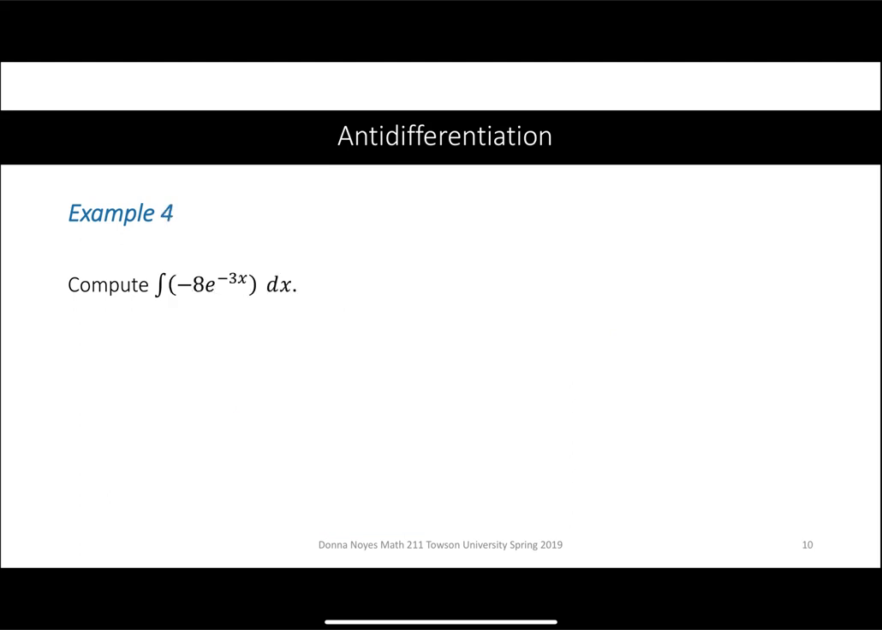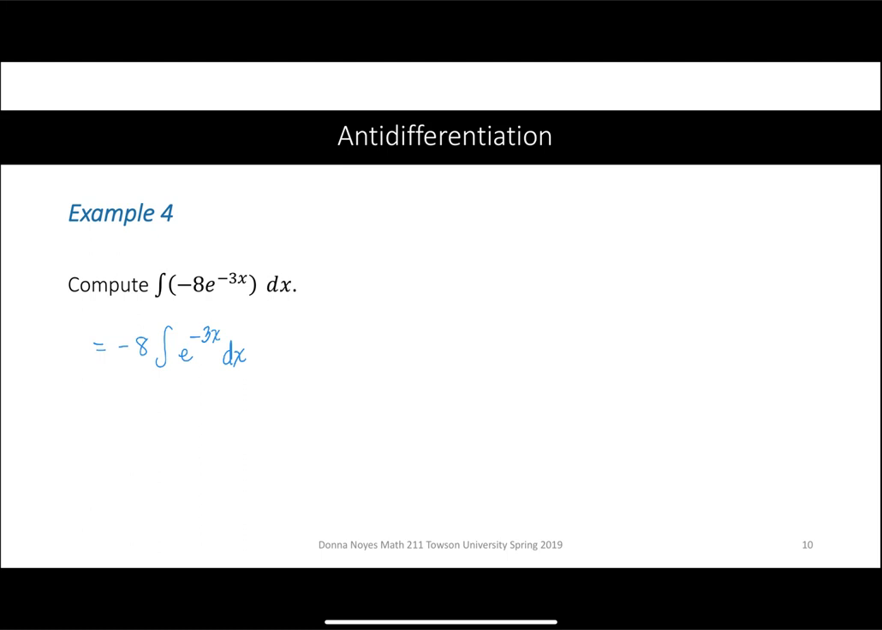Let's try one now that has an e to the kx. We haven't had a chance to apply that rule again since we learned it. So example 4 asks us to find the integral of -8 e to the -3x dx. So we already know we can move that -8 to the outside by our constant multiple rule. And now we have -8 times the integral of e to the -3x dx.